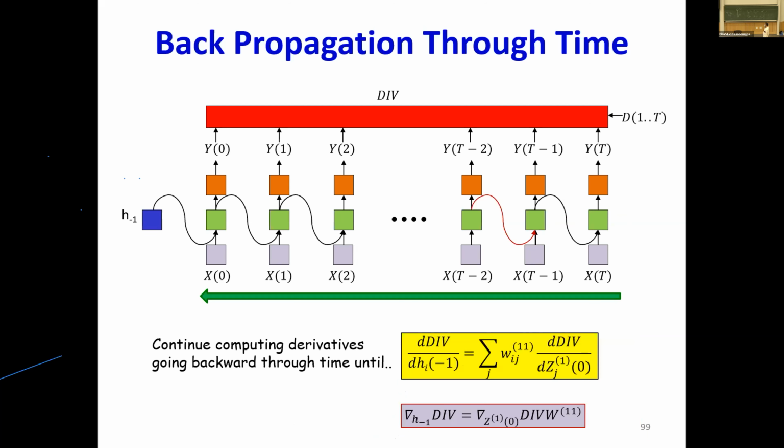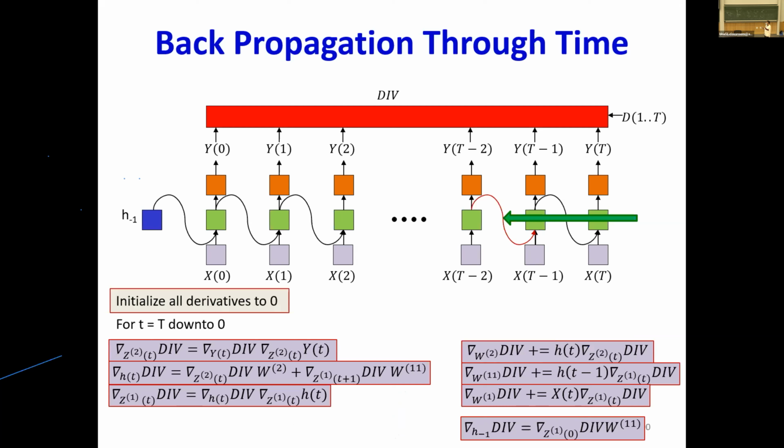So now I can continue this process going all the way back to the very beginning. And then finally, at the very first instant, I can actually compute the derivative for h of minus 1. Since h of minus 1 is also a learnable parameter, I can use the derivative to perform gradient descent for h of minus 1 as well. Right? So questions, anybody? Here's the complete set of equations, starting from the end and going back.